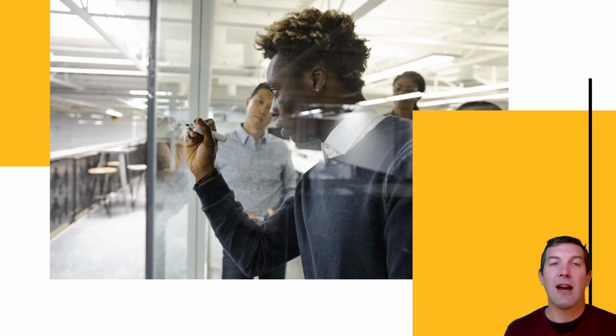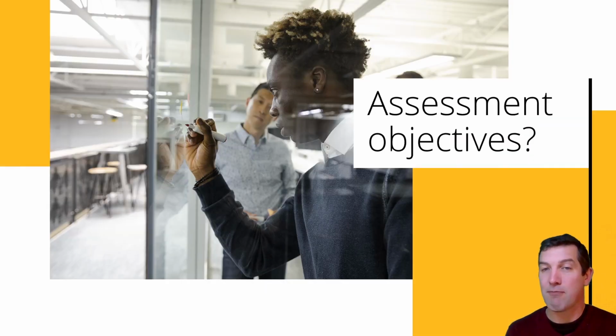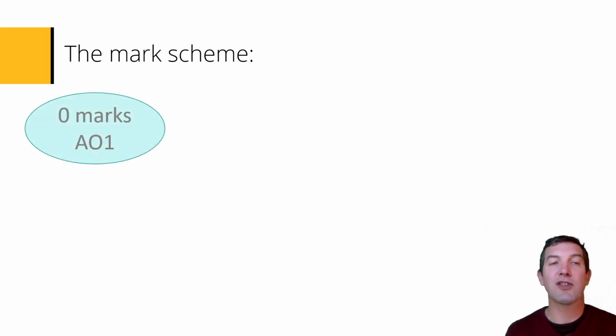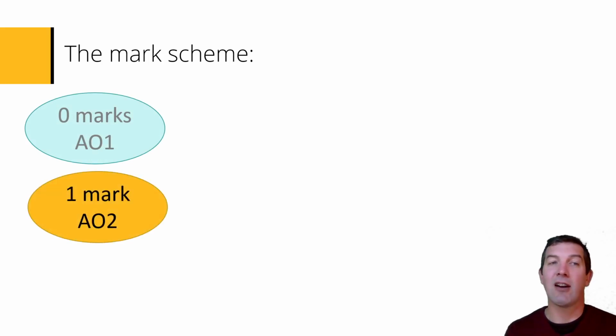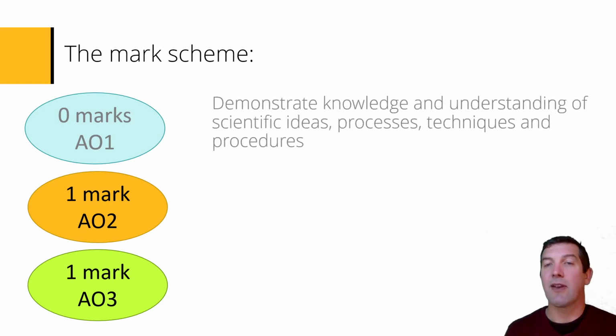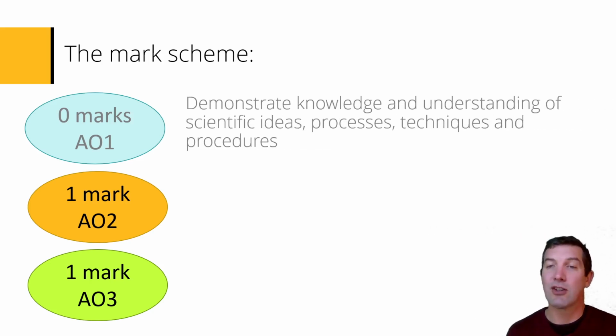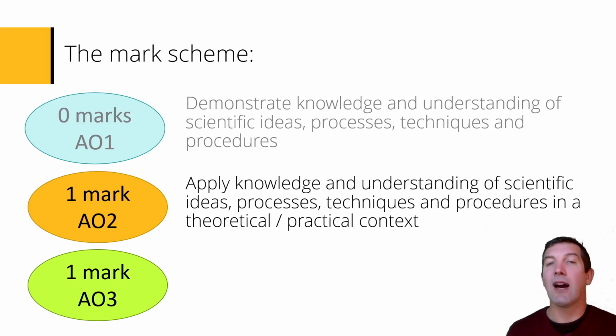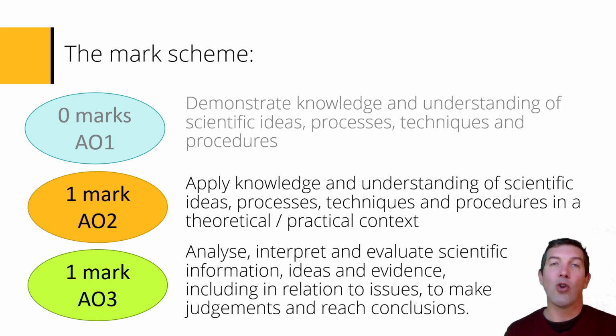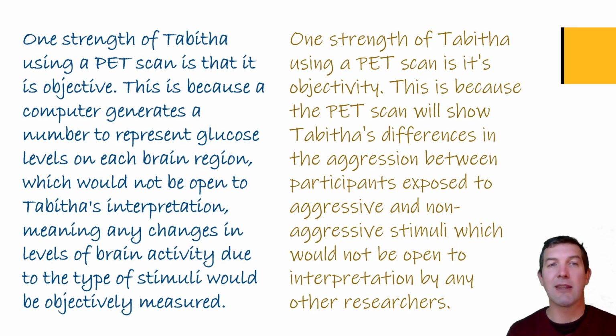If we look at the assessment objectives from the mark scheme for the question we're going to look at, which is C, about the strength of using PET scanning techniques, there are 0 AO1 marks. That means there are no marks for demonstrating your knowledge and understanding of PET scanning. There is 1 mark for applying your knowledge to the context, which is Tabitha's investigation, and 1 further mark for explaining why that is relevant in this case. It's described in the mark scheme, as we will see in a minute, as justifying why it's a strength.